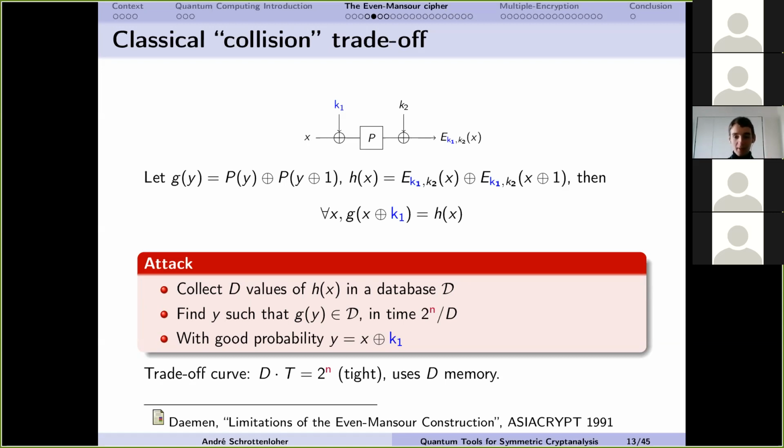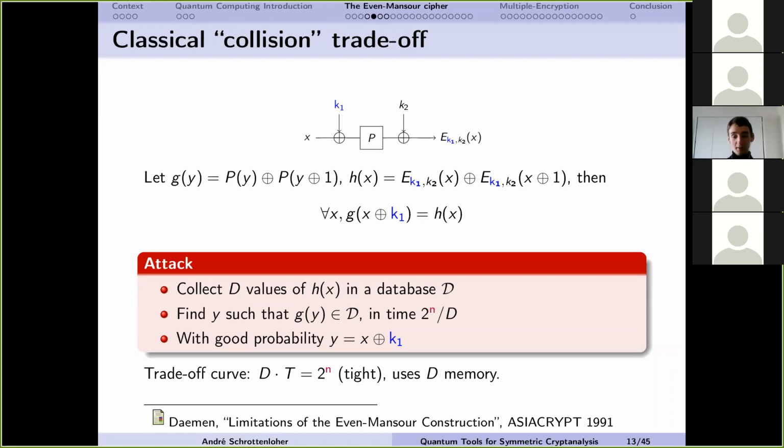So the time that we need in the second step depends on the amount of data that we had in the first step. And this creates a time data trade-off curve. Data times time equals 2 to the n. That is tight, because there is a proof that basically you can't do better if the permutation is drawn at random. And at each point of the curve, we use a memory of size t to store the database.